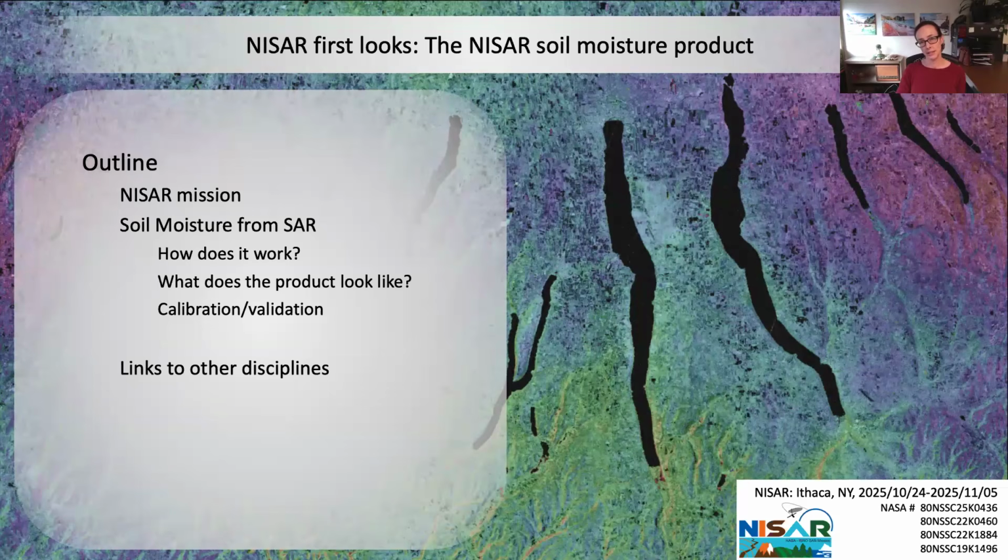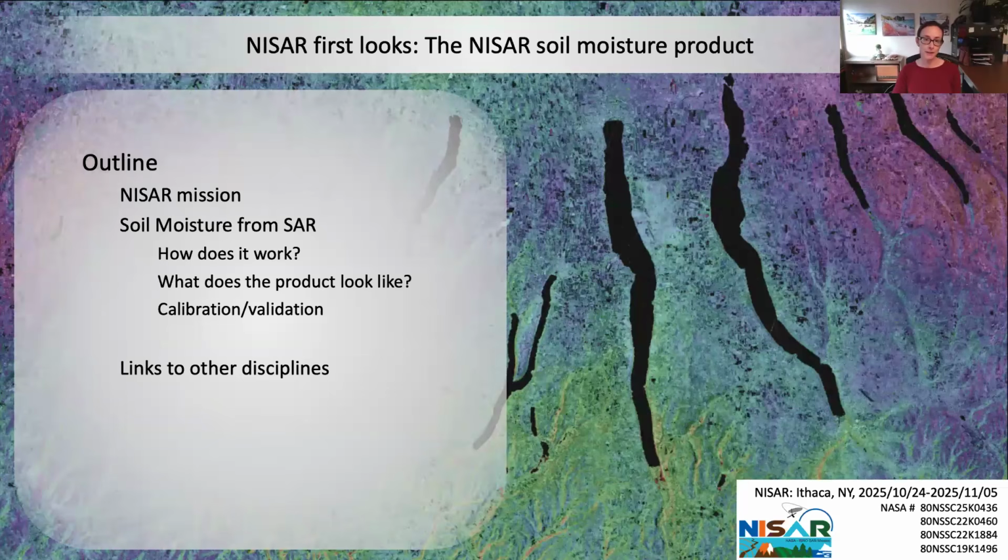And I'll go over how we're trying to validate the product and figure out if we're doing a good job, right? So calibration, validation, field efforts to collect data while NISAR is flying overhead, those sorts of things. And then I'm going to go to a little bit of science, I hope, at the end. So beyond just trying to retrieve soil moisture itself, we can look at how estimates of soil moisture can affect some of the other disciplines that many people in the EarthScope community care about.